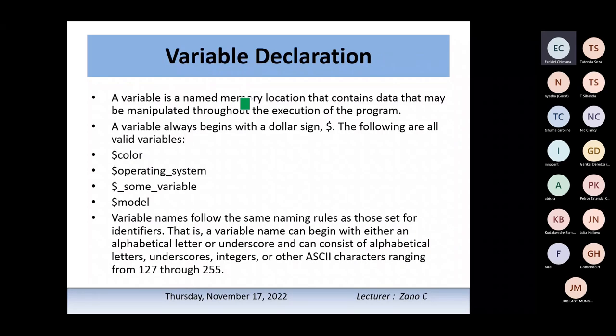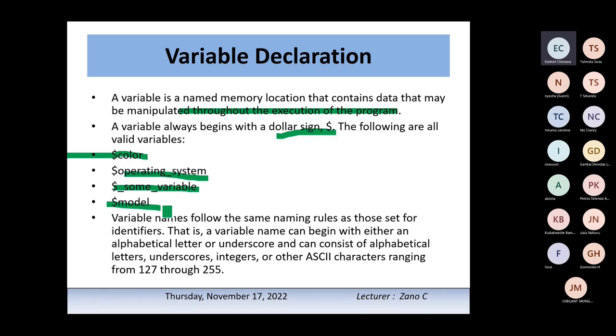So how to declare a variable? A variable is a named memory location that contains data that may be manipulated throughout the execution of the program. I think we all know this from C language, just the same. So a variable always begins with a dollar sign. The following are all valid variables: dollar color, dollar operating system, dollar sum variable, dollar model.